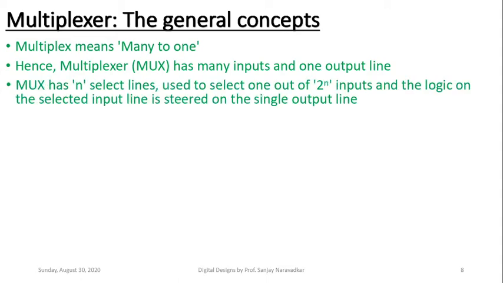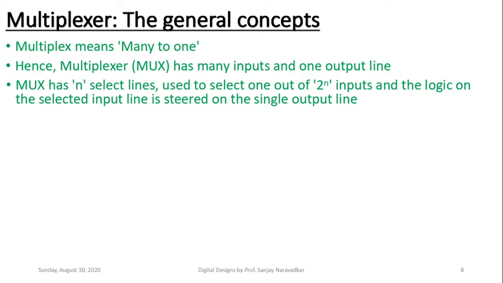Now the next general concept which has been written here: mux has n select lines used to select one out of 2 raised to n inputs. Let me tell you here itself, for any number of select lines used, using binary logic, the total number of combinations possible is 2 raised to n. So with n select lines, the total number of inputs in that multiplexer will be 2 raised to n.